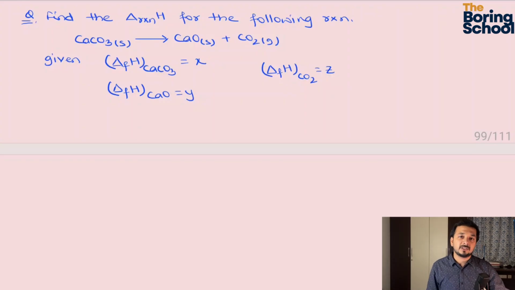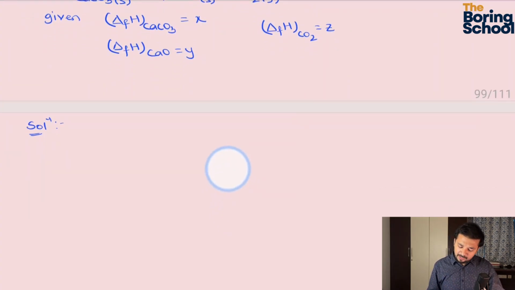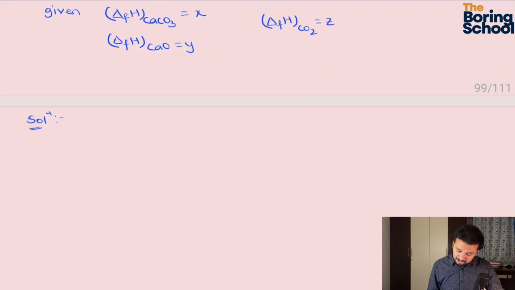Now, how can we solve this question? There are two methods to solve this. The first method is using Hess's law, and the second method is using the formula. The formula I'll tell you later. First, we'll understand how to solve using Hess's law. For solving this question, we will write the heat of formation reaction for all the species which they have provided. They have provided the heat of formation of calcium carbonate, calcium oxide and carbon dioxide. So let's write the reaction.